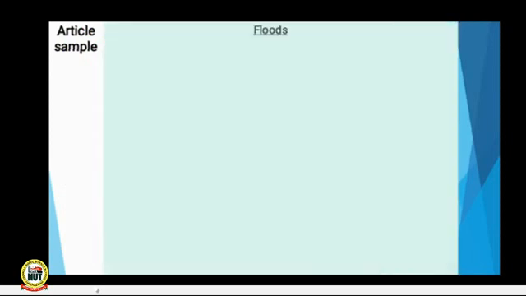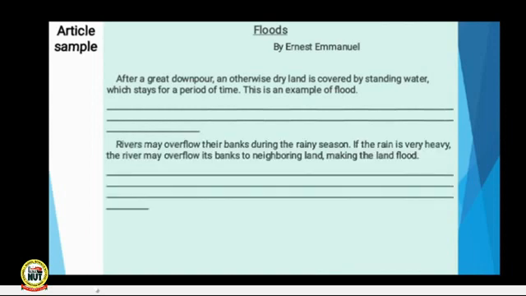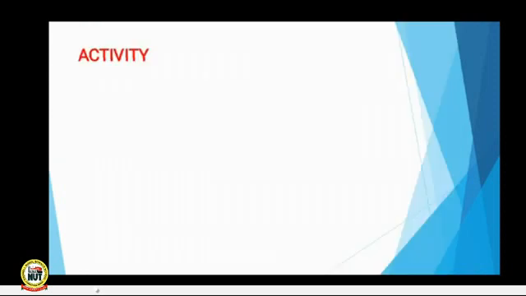All right. If written properly, this is the ideal picture of how your article will be on paper. You can see the title, Floods, by Ernest Emmanuel. Then you can see the first paragraph, the second paragraph, the third, that's the last paragraph. Now this is the ideal picture of how an article would look, just as it is arranged here. All right, I believe you've gotten this.